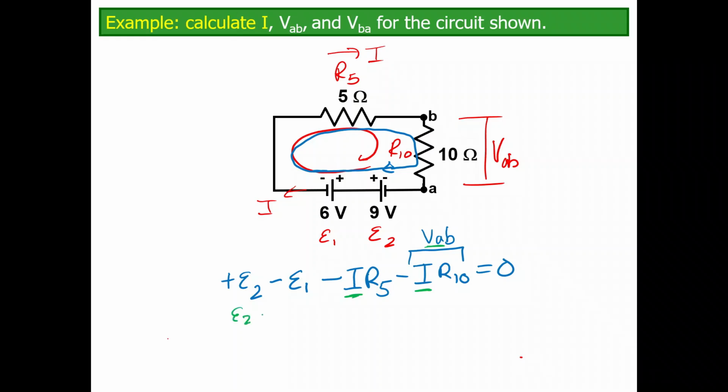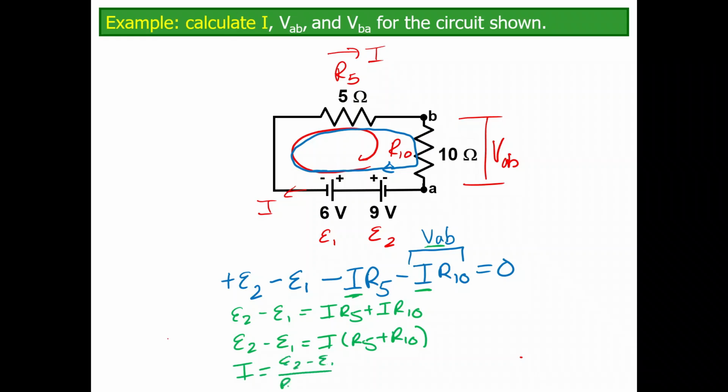So I can say that E2 minus E1 is equal to IR5 plus IR10. Adding those to the other side, I can then factor out the I. So I get E2 minus E1 is equal to I times R5 plus R10. Then solving for I is going to be E2 minus E1 over R5 plus R10. Now I can plug in 9 volts minus 6 volts over 5 ohms plus 10 ohms gives me 3 volts over 15 ohms, which is 0.2 amps. So I found the current in the circuit.